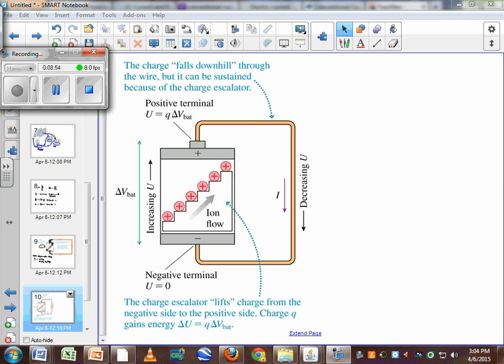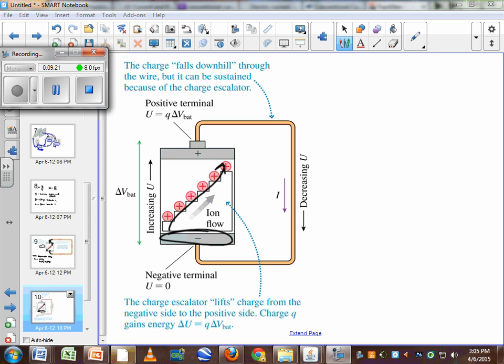So in this picture here, you can see that the charge falls downhill through the wire, but it can be sustained because of that charge escalator. These positive charges don't just gather here at the negative site. They get lifted up. Just like you can carry water up to the top of a hill, the chemical reaction within the battery lifts these charges up to the top.